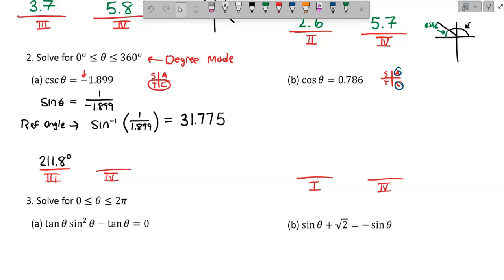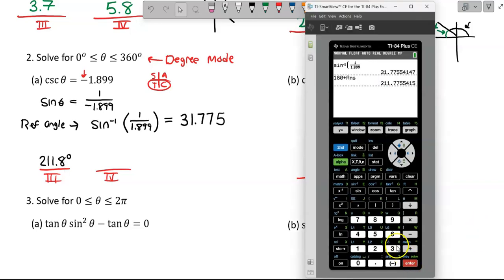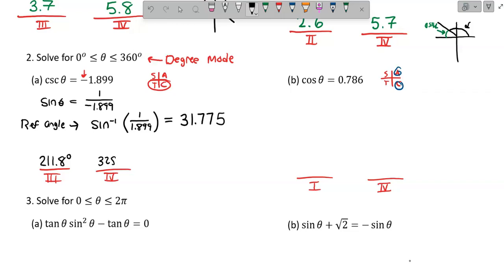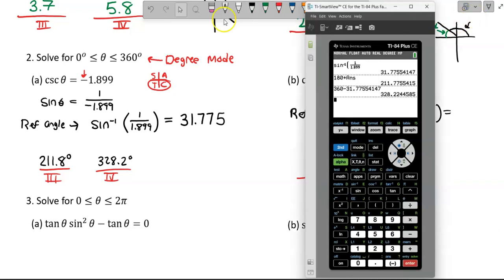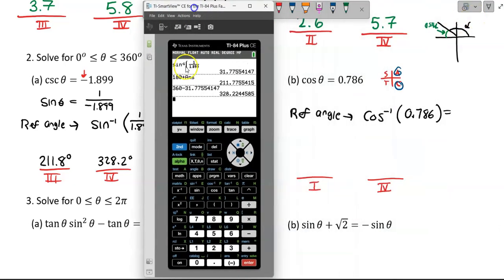And then lastly, we're going to do our quadrant 4 answer, which is going to be 360 minus, and then go up and grab that reference angle. So 328.2 degrees. Okay, so let's do that with cosine now. Nothing we have to change here. This is just going to find my reference angle simply by doing inverse cosine of 0.786.